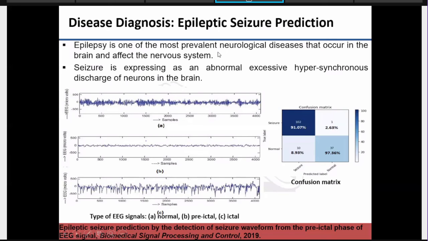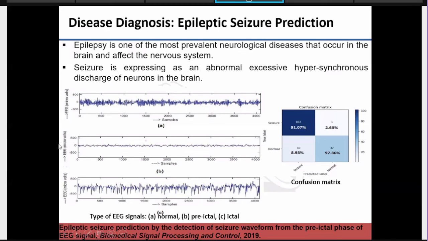When a seizure occurs, there is abnormal, excessive, hypersynchronous discharge of neurons in the brain. At that time the patients fall down, and there could be several accidents. So can we warn the patients before the seizure occurs? That's the problem. We worked with a hospital from Kolkata, Neil Ratan Sarkar Medical Hospital. The idea is to warn the patients before the seizure occurs.